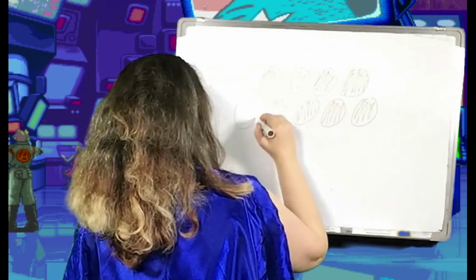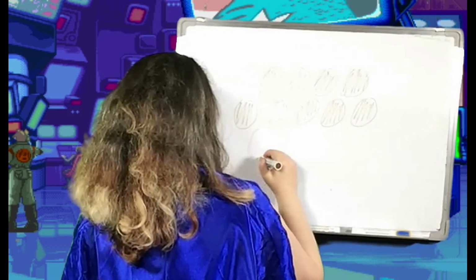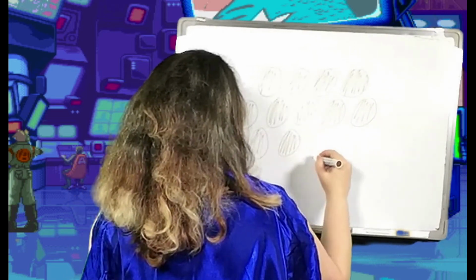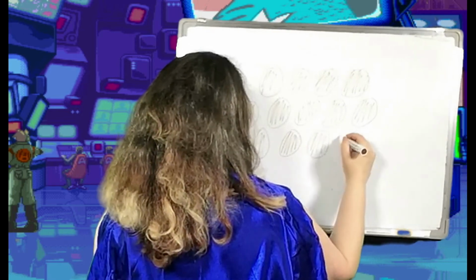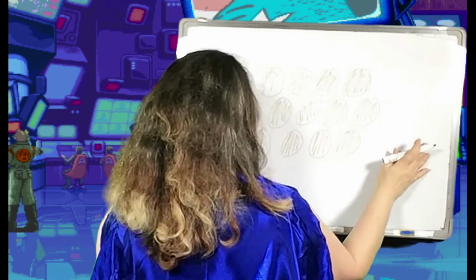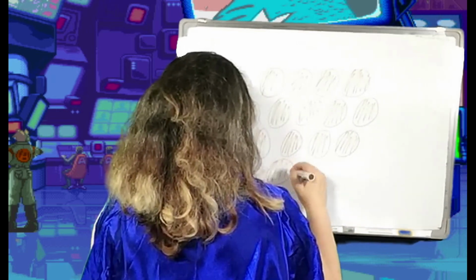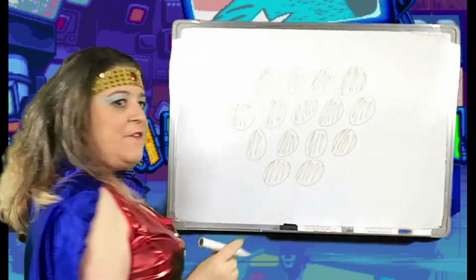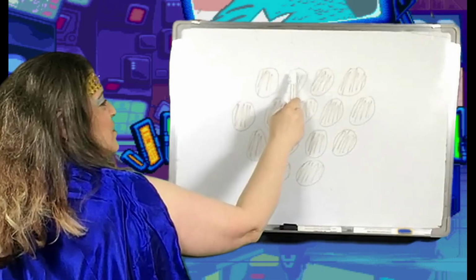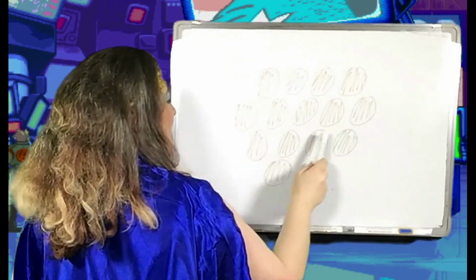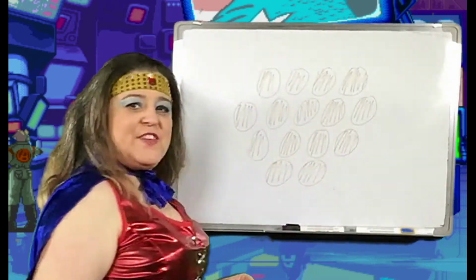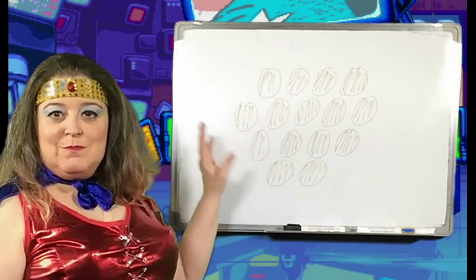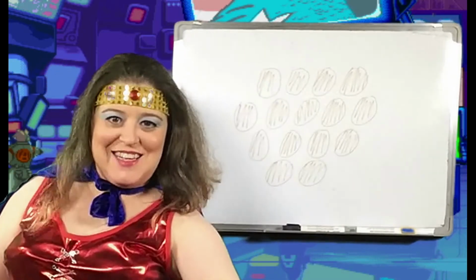8, 9, 10, 11, 12, 13, 14, 15 kiwis. 1, 2, 3, 4, 5, 6, 7, 8, 9, 10, 11, 12, 13, 14, 15 kiwis. Okay. I know they don't really look like kiwis, but that doesn't matter.